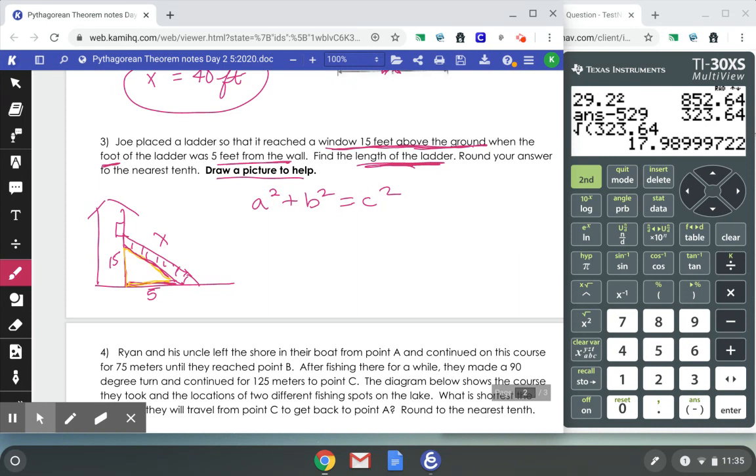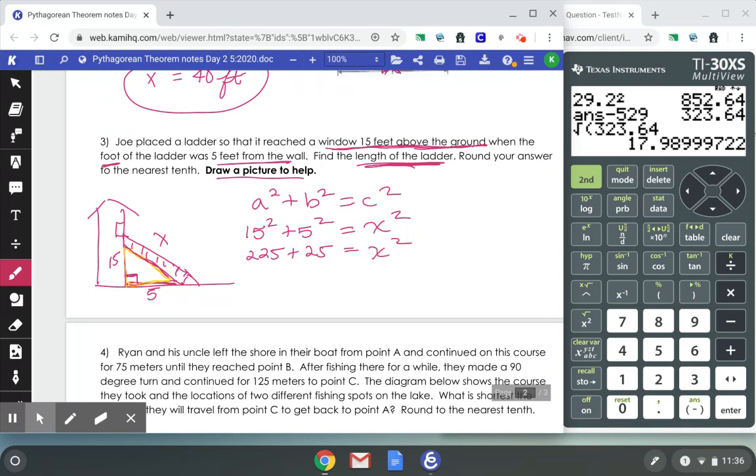I'm going to plug in. I know here's my right angle. The house and the ground make the 90-degree angle. I know my two legs. So 15 squared plus 5 squared, and I'm looking for the hypotenuse, the ladder. All right, 15 squared, I get 225. 5 squared is 25 equals x squared.